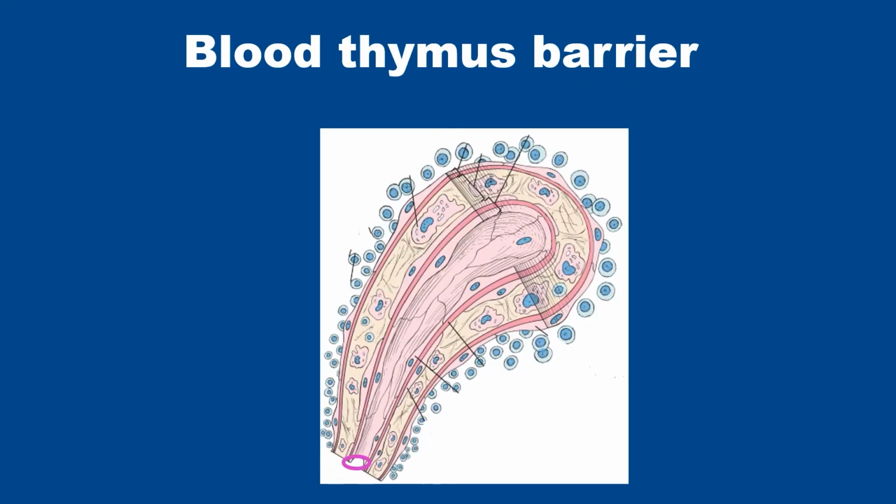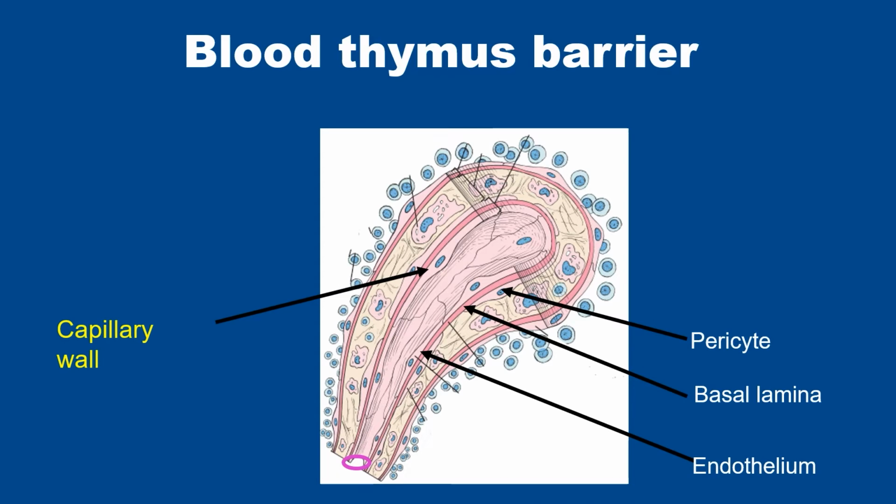This is showing the schematic diagram of the capillary wall of a thymus gland. Here is the lumen of the capillary. It's lined by the endothelium, then basal lamina. The pericytes are also there. So this is the capillary wall.